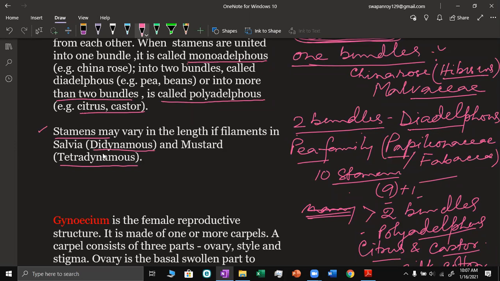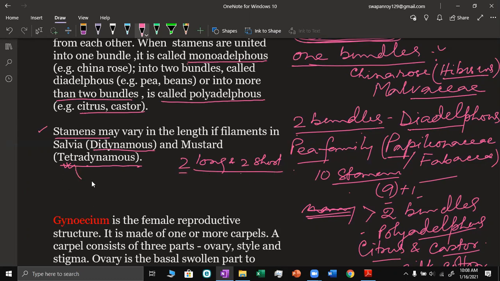Didynamis, here di means two and tetra means four. Dynamis is strong, longer. In this case, two are long and two are short. This is found in the case of salvia. They have four stamens, one usually a staminode, so two long and two short.